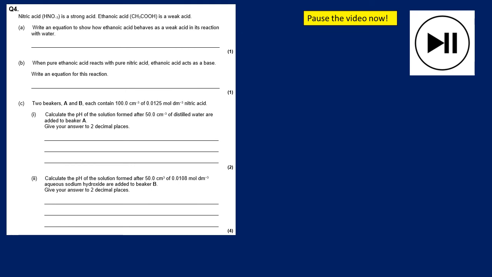Okay, so we've got nitric acid, HNO3, a strong acid, knew that anyway. And ethanoic acid is a weak acid, knew that anyway. It says write an equation to show how ethanoic acid behaves as a weak acid in its reaction with water. So we have to show it reacting with water, but showing it as a weak acid. So its reaction with water is to donate the proton to water. And the key point that we've done here is the reversible sign. That's the term weak. So with water, the water will act as a base and the acid will act as a weak acid, and it's reversible.